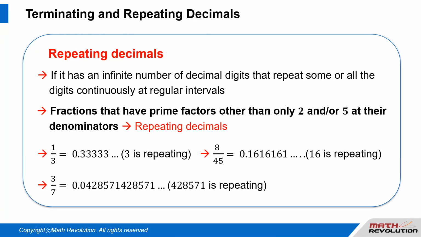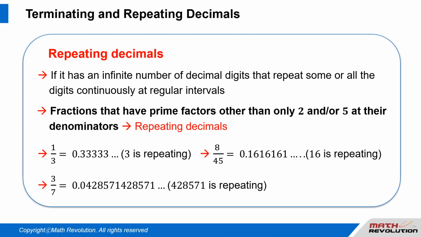For example, 1/3 is equal to decimal 0.33333, and so on. In this case, 3 is repeating. 8/45 is equal to decimal 0.1777, and so on. In this case, 7 is repeating.